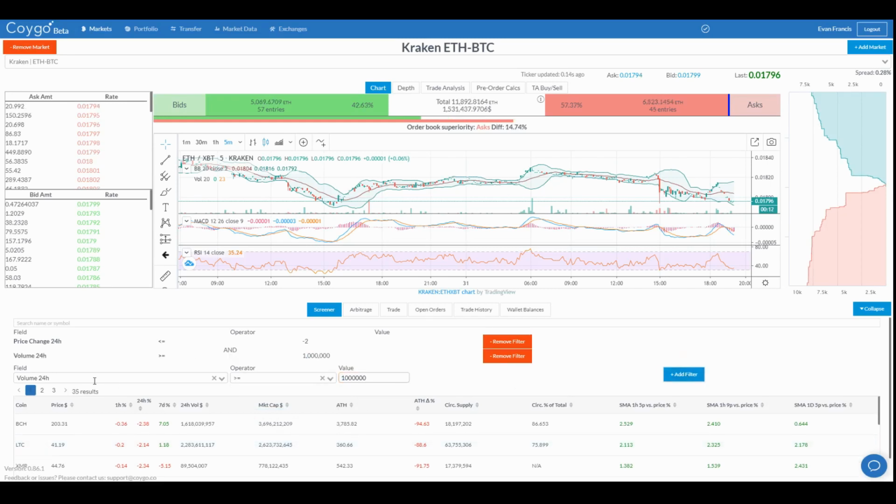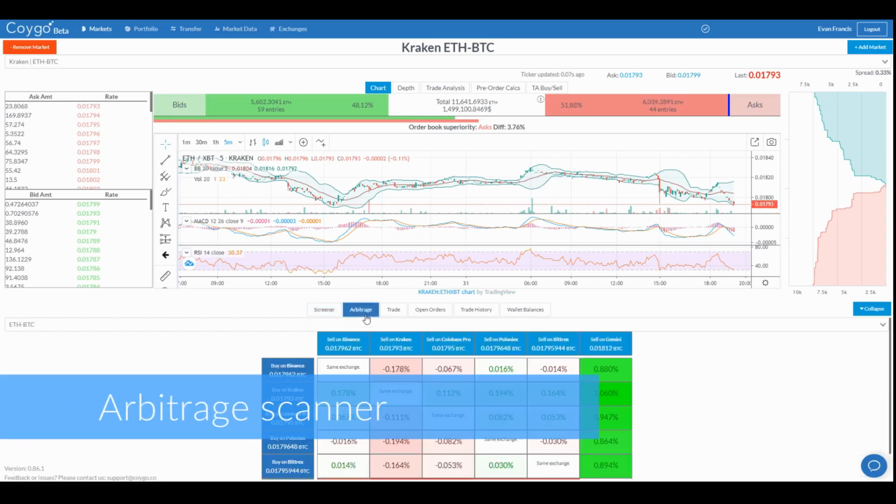And it narrows it down further. So we can use that to really powerfully search and find which coins you want to trade, and maybe which coins are providing good opportunities for the day for trading. The next tabular view is the arbitrage scanner.